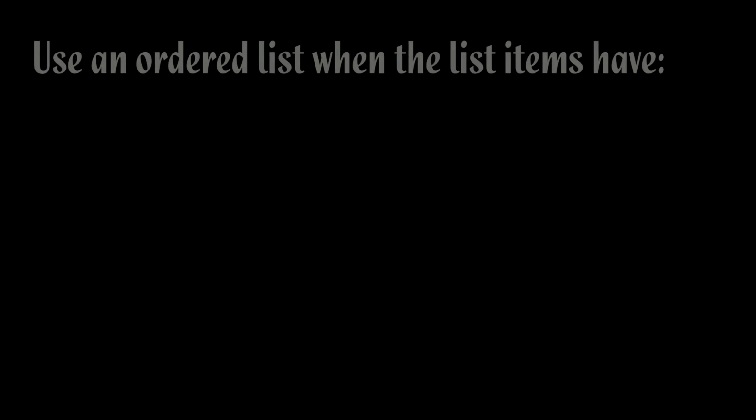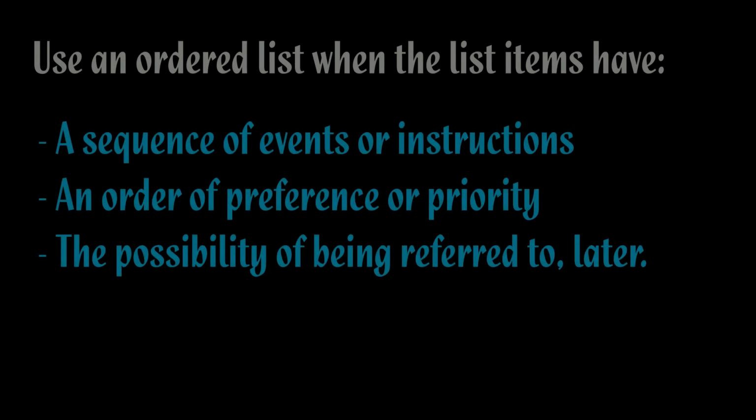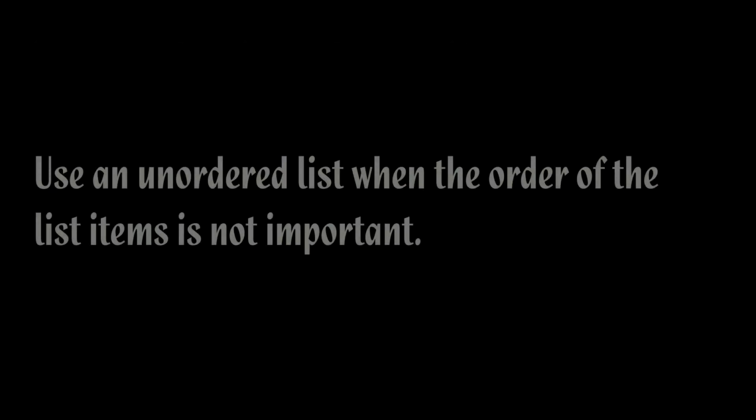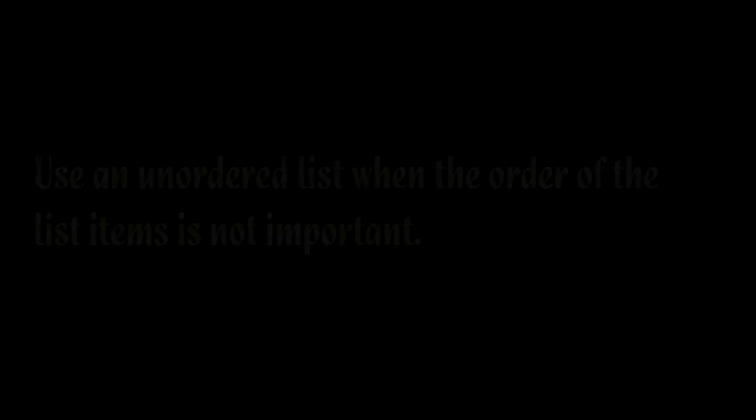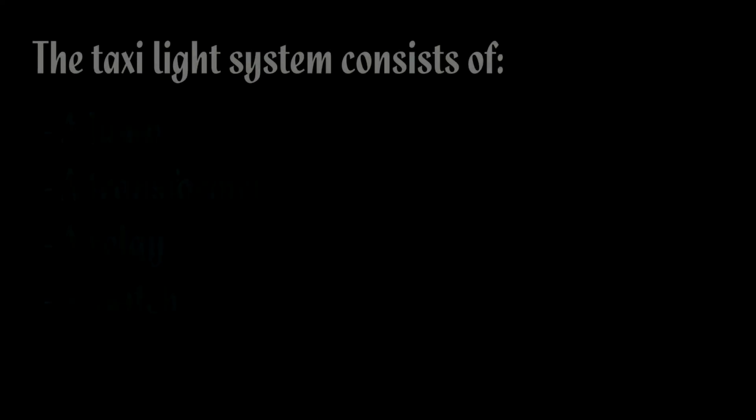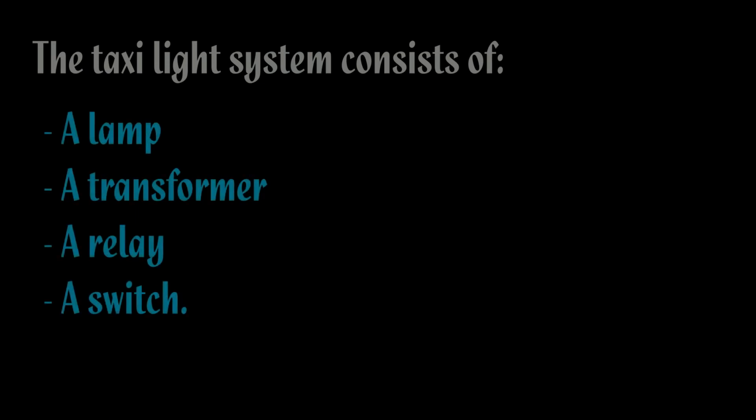Use an ordered list when the list items have a sequence of events or instructions, an order of preference or priority, the possibility of being referred to later. Use an unordered list when the order of the list items is not important. This is an example of an unordered list. Here, if you interchange the positions of the relay and the transformer, the information is still valid.